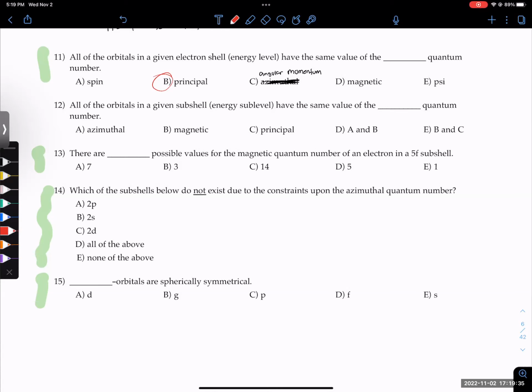Yeah, the answer is 7, Alex. Be in any orbital. Okay, so I'm gonna explain why it's 7. In the 5F subshell, we can just go ahead and run through our quantum numbers. What must the principal quantum number be in the 5F subshell? 5, right? That makes sense because it's in the 5th energy level. L must be what?